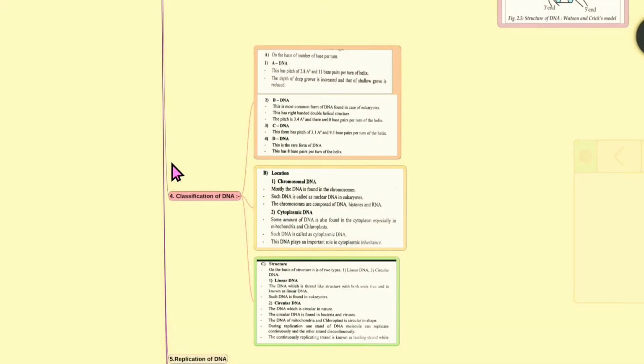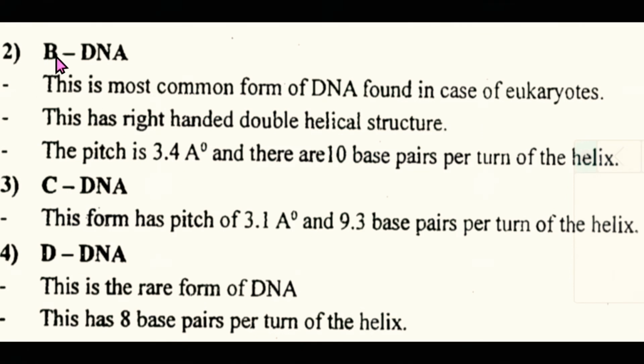And the second, bDNA. This is the most common form of DNA, found in the case of eukaryotes. The bDNA is found in eukaryotes, and this has a right-handed double helical structure. The pitch is 3.4 angstrom and there are 10 base pairs per turn of the helix.